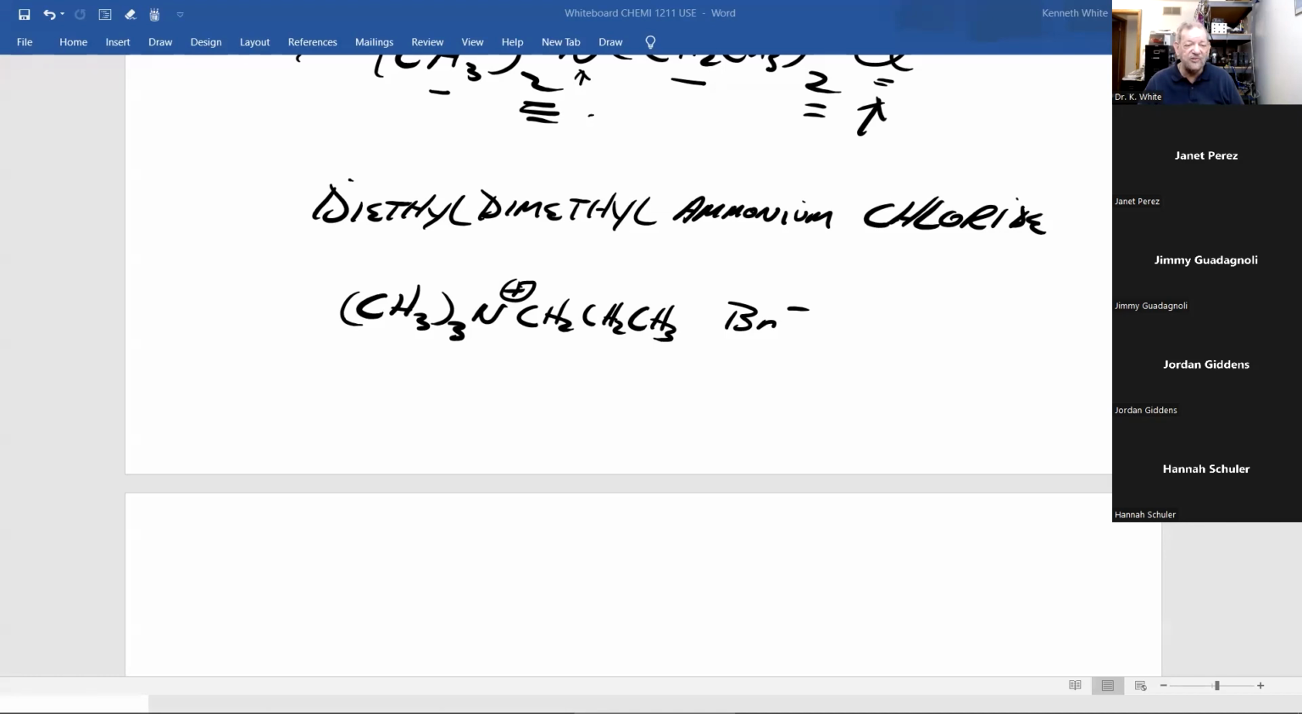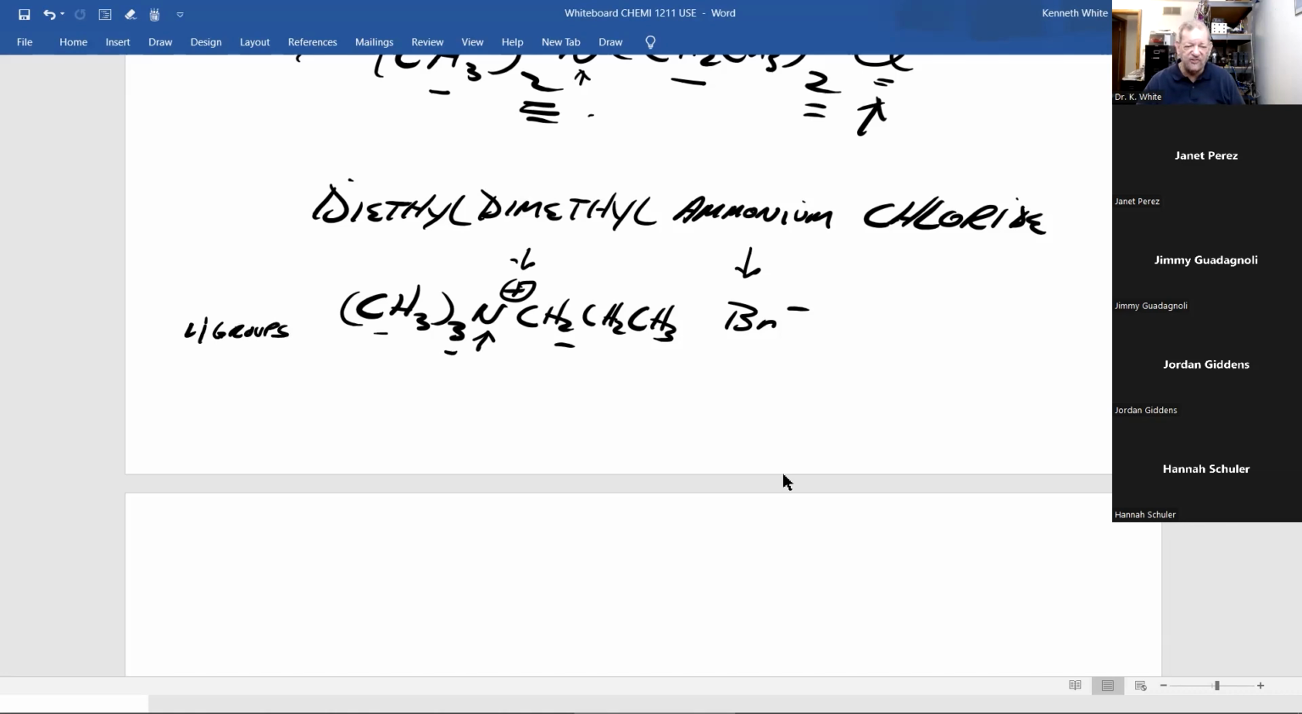All right, it's almost time for the break, so I'm going to go to it. Now, how do you know how to name this? You look at what's different. Nitrogen. Ooh, it's got a plus charge. You've got an anion. It has 3 + 1 equals 4 groups on it. That's a quaternary ammonium salt.